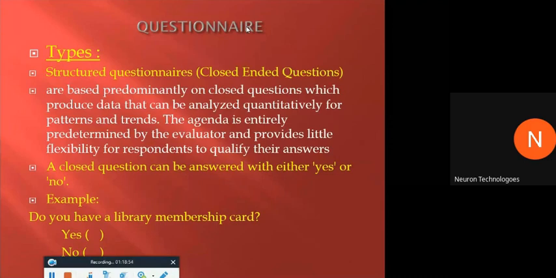A closed question can be answered with either yes or no. Example: do you have a library membership card? So obviously yes or no. In this way, it can be measured how many people have a library card and who do not have the library card. So in this way, we can measure and we can judge all things.